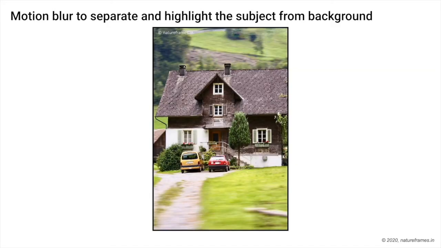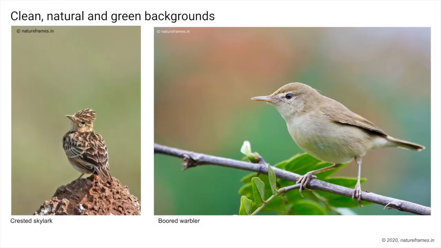Use motion blur to separate the subject from background to elevate and highlight the subject. Motion blur in this case is created by the photographer moving while the subject, the house, is constant and not moving. A couple of images to illustrate the importance of having a clean natural background.